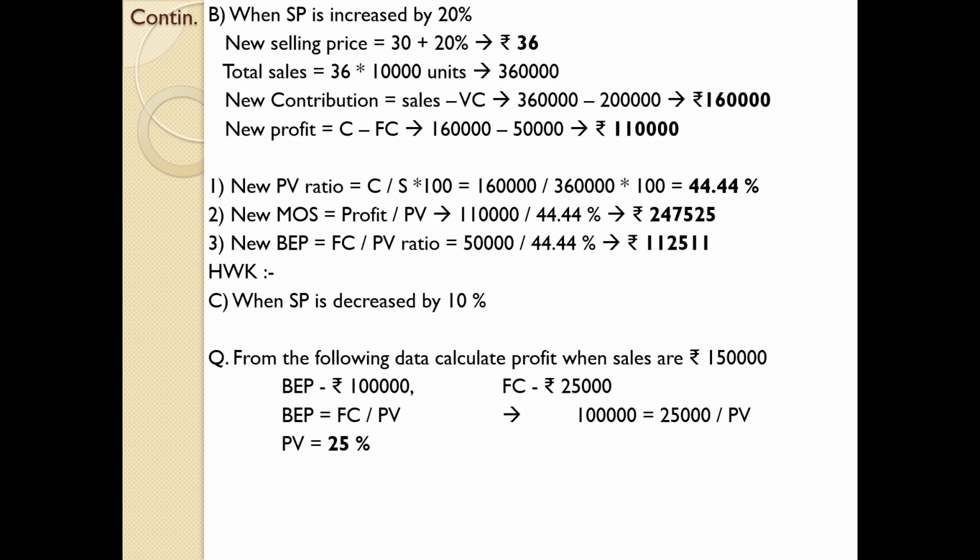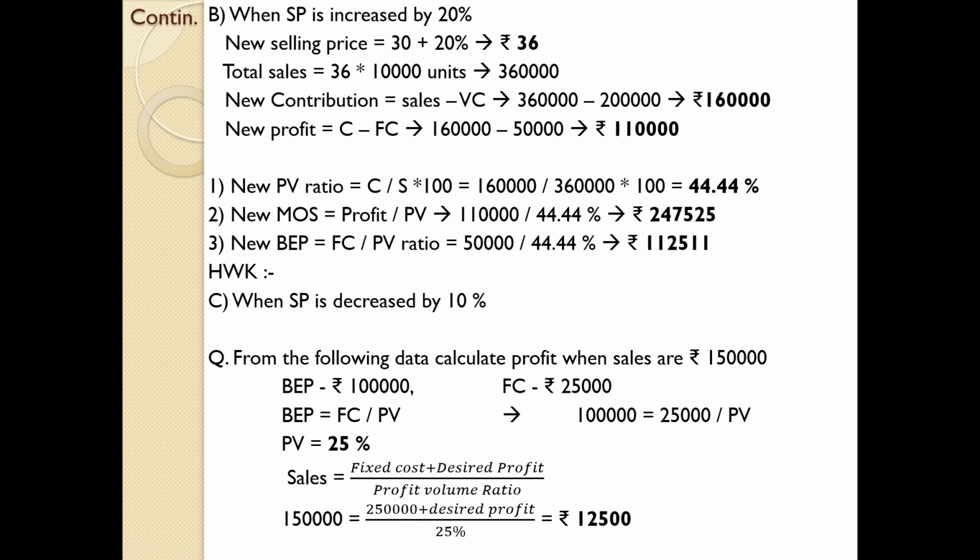So PV ratio we have, sales we have, we need only profit. So we know the equation: sales equals fixed cost plus desired profit divided by PV ratio. Sales is 1,50,000 and fixed cost is already given, and desired profit we don't know. PV ratio we already found. So substitute the details in the equation and you will get the amount 12,500.